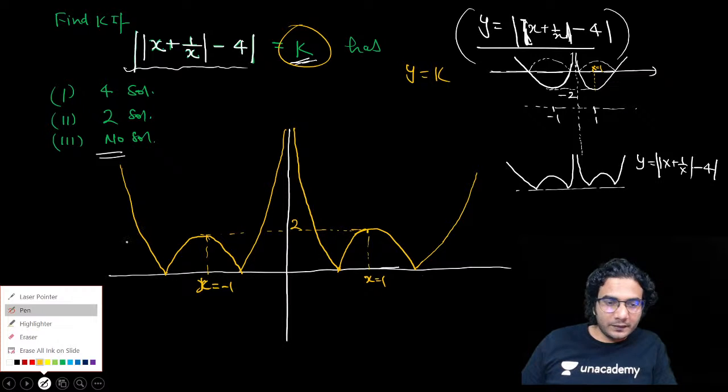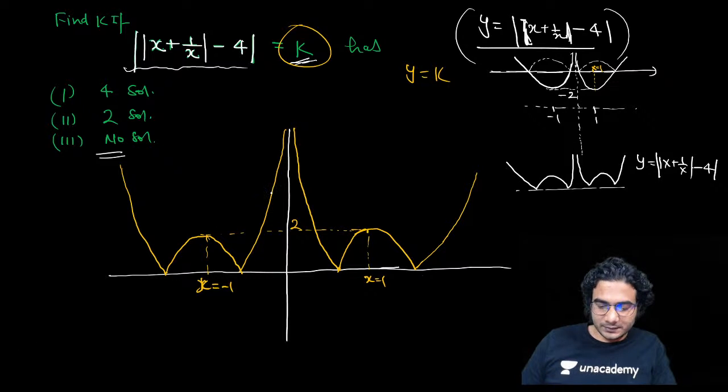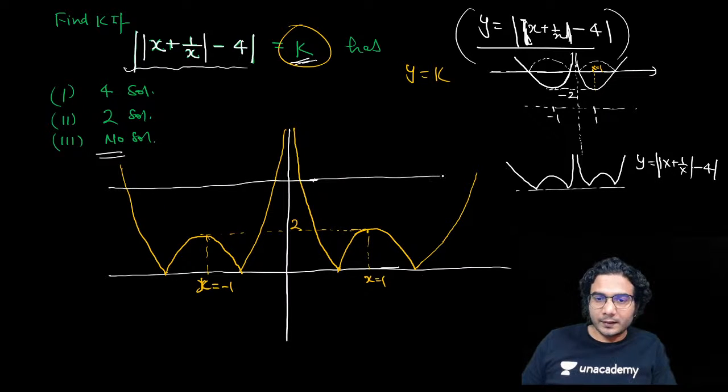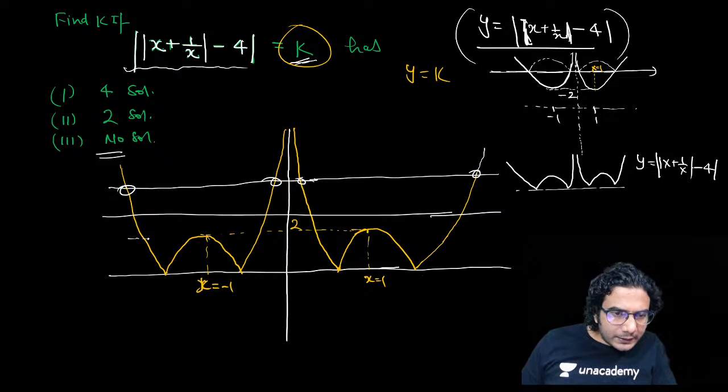What are the values of k when... If I plot y is equal to k line here, you can see it will cut the graph at 4 points: 1, 2, 3, and 4. You can bring down this line. At this point also you are getting, it will be 6, I suppose.